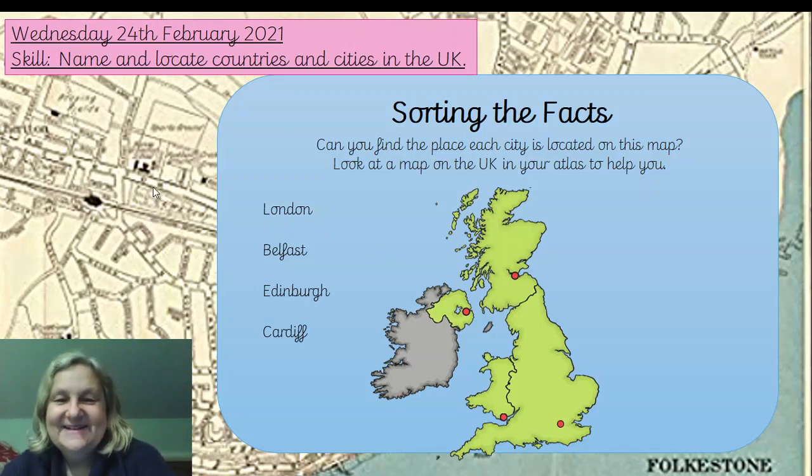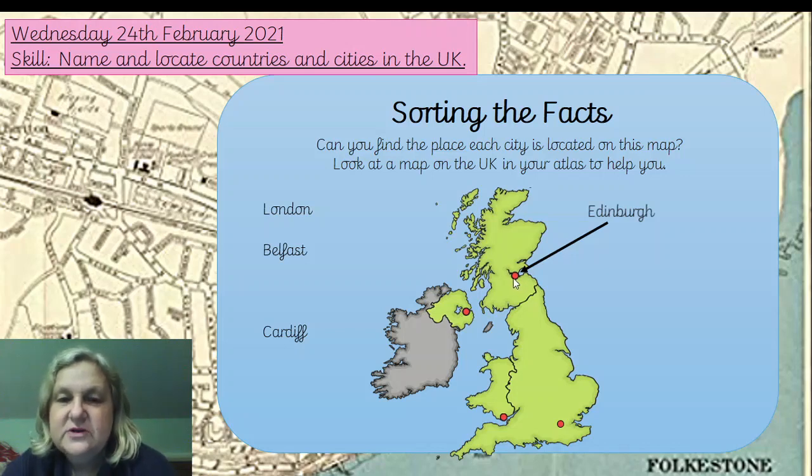Okay. So we've got the places of the capital cities of the 4 countries that make up the United Kingdom. So we've got, I whizzed that one through actually. Edinburgh is Scotland. We've got London, Belfast, Cardiff. Do you remember them? Whereabouts are they going to go?